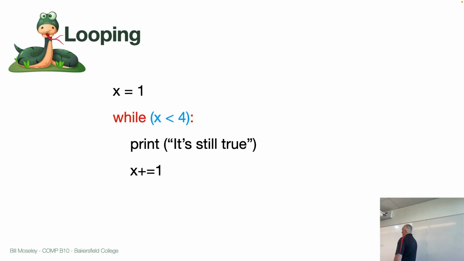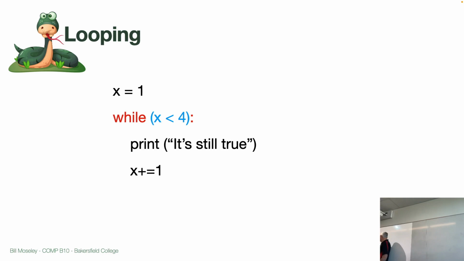Another way to do a while loop is to set up some kind of a condition that will no longer be true after a while. So in this case, I start with the value of x equals 1. And then my test condition is while x is less than 4, do this stuff. So while x is less than 4, first print it's still true. And then do this, which does what to x? Adds 1.